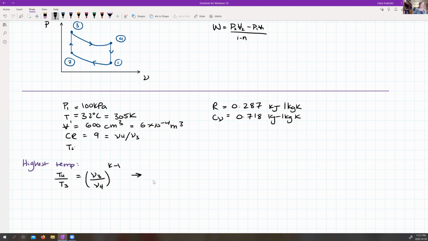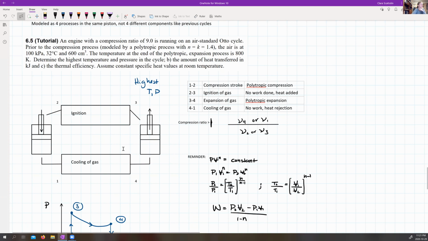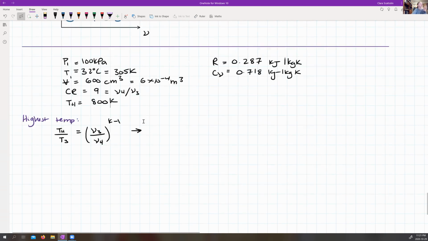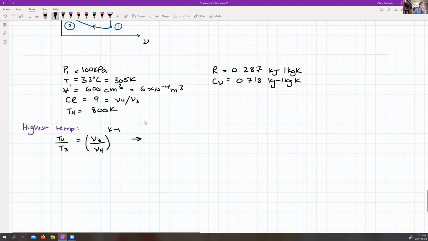So I'm told that T4 is 800 Kelvin, I believe. Yeah, so after the expansion process, we have 800 Kelvin. Knowing that this expansion process is polytropic, I'm just going to work backwards to solve for T3. That'll answer the part of the question for the highest temperature. T4 was 800 Kelvin. T3 is unknown. V3 over V4 is 1 over 9.